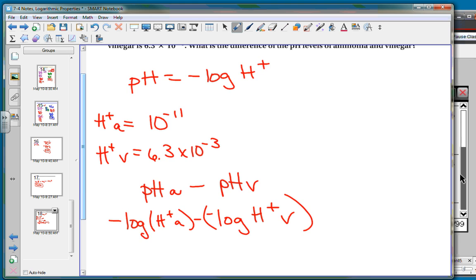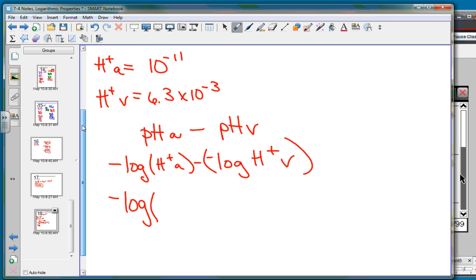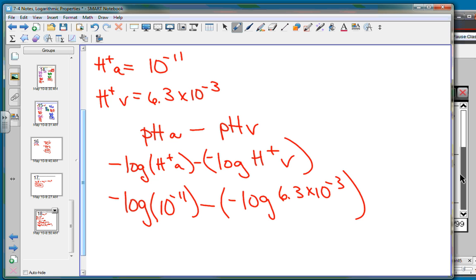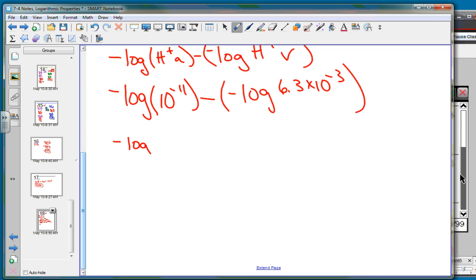Now what is H plus A? Hydrogen ions for ammonia. What is that? For the ammonia, it's going to be 10 to the negative 11. And for the vinegar, it's going to be 6.3 times 10 to the negative 3. Do we see that? Yay or nay? Now, what do you do with minus a negative? What does that become? It becomes a positive.